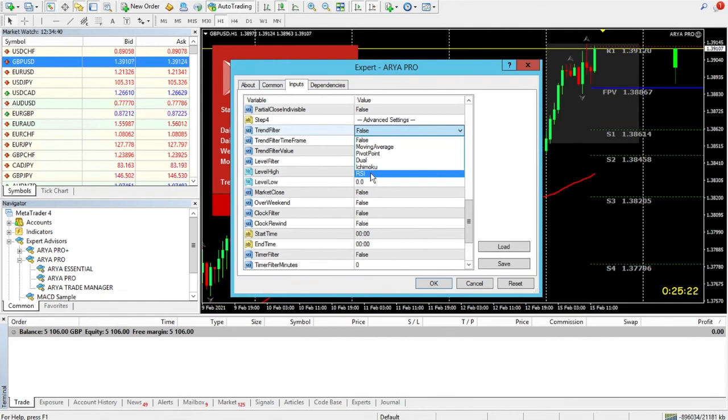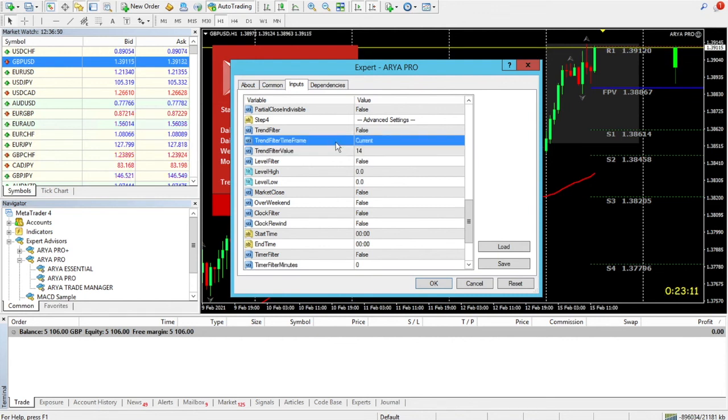You can input your chosen levels where you would like ARYA to buy and sell in the trend filter value field. For example, you can choose 70 and 35 so that ARYA can buy if the RSI is above 70 and sell if the RSI is below 35.